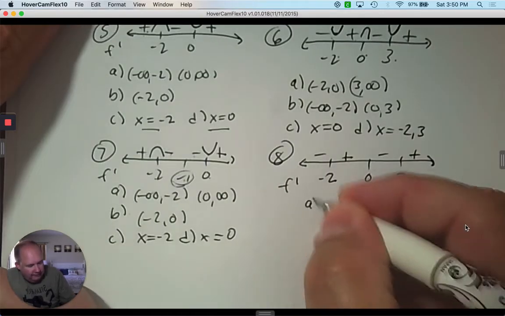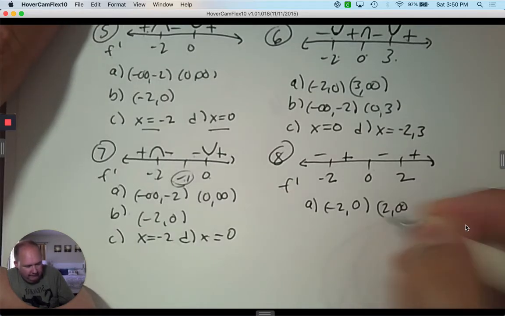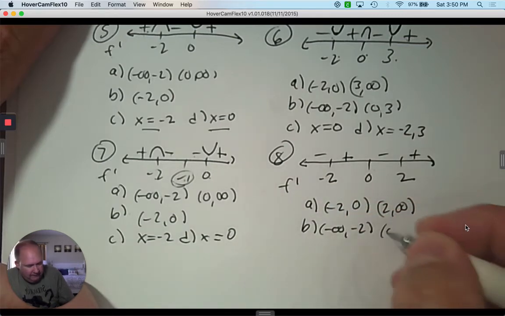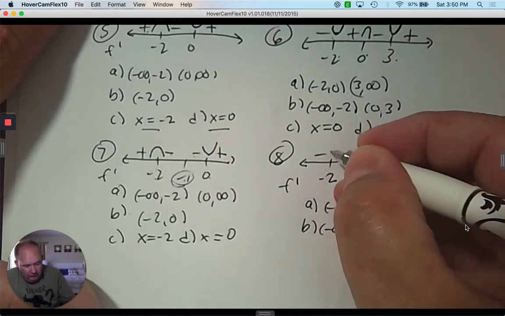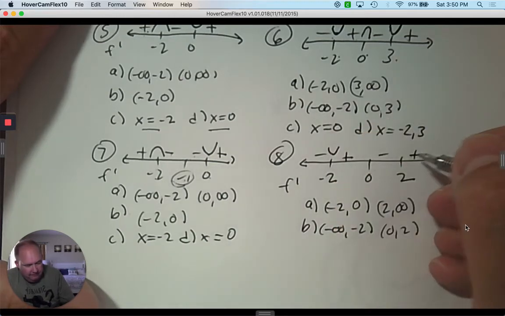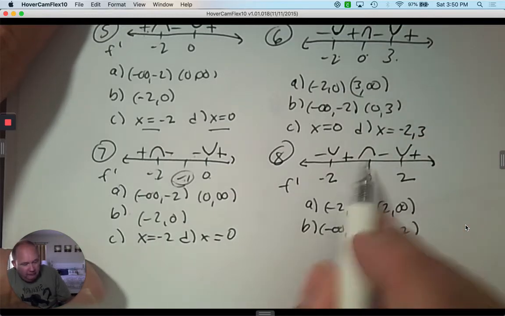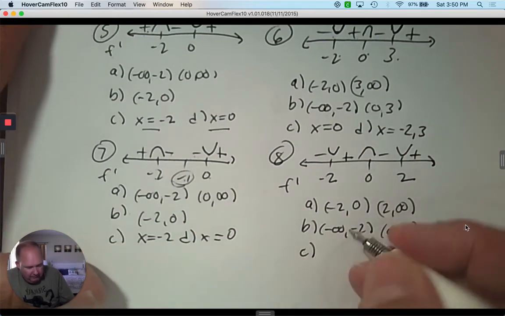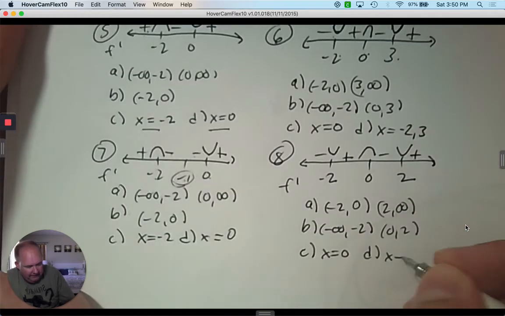So where is it increasing? That's negative 2 to 0, and 2 to infinity. Where is it decreasing? Negative infinity to negative 2 and 0 to 2. And then I'm going to draw in here. So it goes down and then up, it goes up and then down, down and then up. So you can visually see which are the minimums and maximums. So for the maximum, we just have one when x equals 0. For the minimum, when x equals negative 2 and when x equals positive 2.